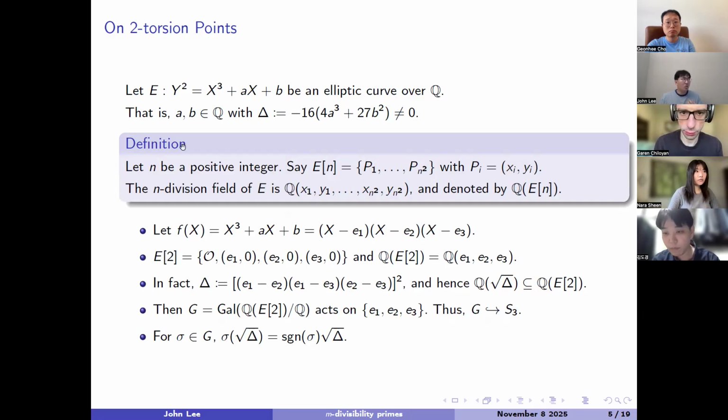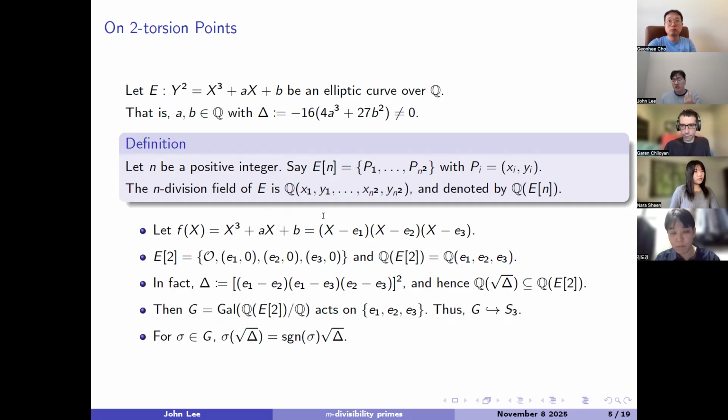Okay, so let's talk about the 2-torsion points and how to tackle the 2-divisibility problem. First of all, let f(x) be the right-hand side of this equation, and let us assume that we can split it completely as (x minus e1)(x minus e2)(x minus e3). These e1, e2, e3 may be rational, non-rational, complex, or real; they can be any numbers. So what is E[2]? Well, there are only 4 points. Of course, we have the point at infinity, the identity element that has order 1 dividing 2, and we should have 3 non-trivial 2-torsion points.